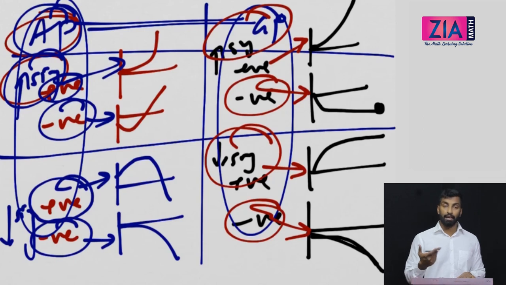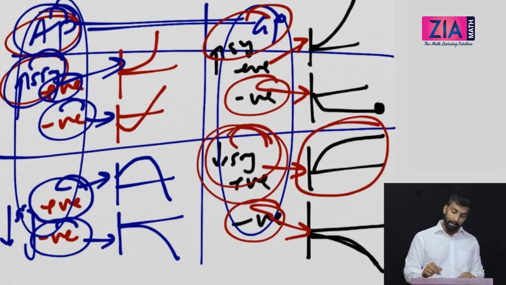So in some questions, if they give you the graph directly and ask you to identify, for example, which among the following represents the graph of a decreasing GP starting with positive, you can directly pick.